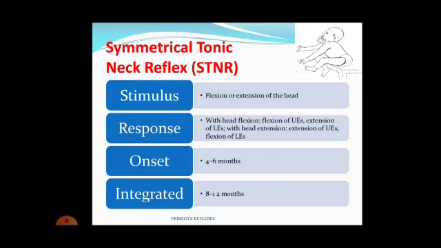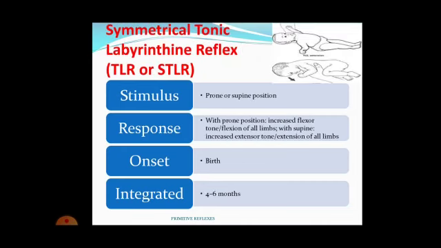But if the stimulus is head extension, there will be a response of extension of the upper extremities and flexion of the lower extremities. Very simple: if cervical flexion occurs, there will be flexion of the upper limb and extension of the lower limb. If cervical extension occurs, there will be extension of the upper limbs and flexion of the lower limbs. Onset will be at the age of 4 to 6 months, and they will be integrated at the age of 8 to 12 months. Now coming to the symmetrical tonic labyrinthine reflex.